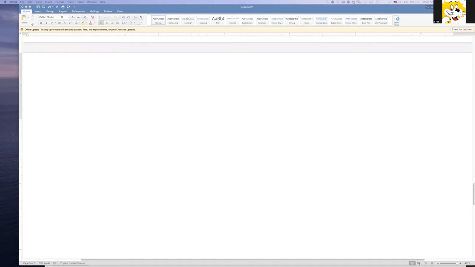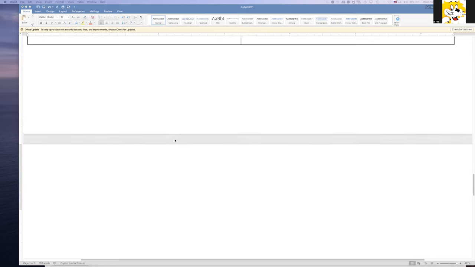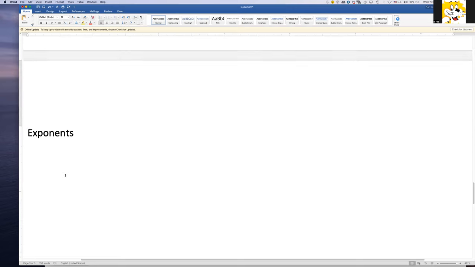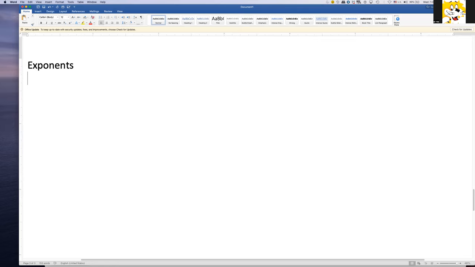Okay, so let me see what is next on the agenda for tonight. Okay, so we're going to look at exponents. I'm so excited. All right, exponents. Let me copy and paste this because it's going to be much easier than writing it. Here, exponents, because it's part of the homework.